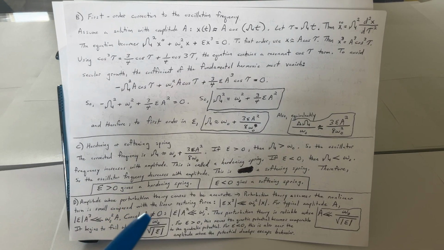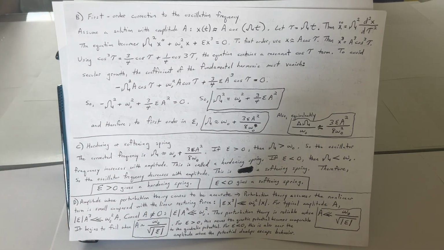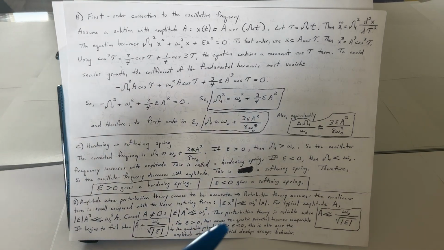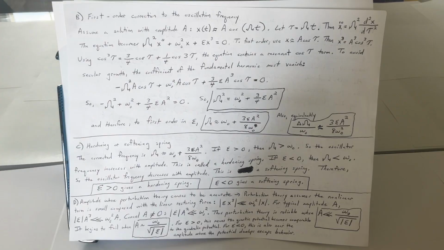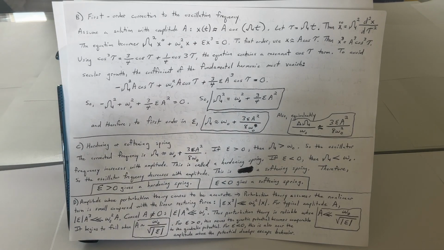Cancel, A cannot equal 0. The absolute value of epsilon A squared is much less than omega naught squared. Thus, perturbation theory is reliable when A is much less than the quotient of omega naught and the square root of the absolute value of epsilon. It begins to fail when A is proportional to omega naught over the square root of the absolute value of epsilon.